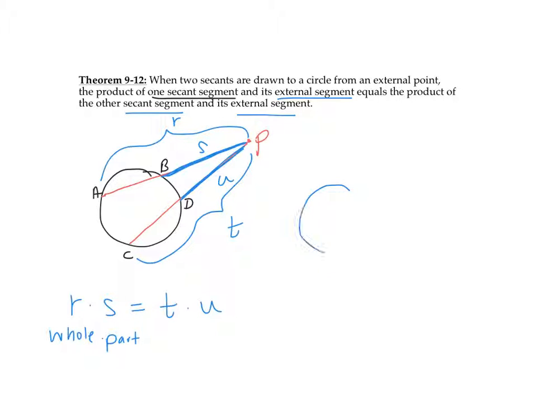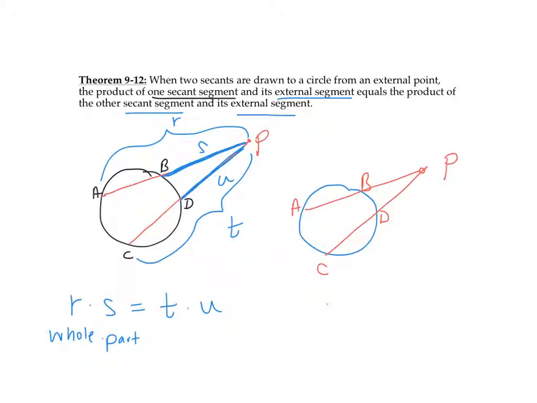So let's throw some numbers in there. We'll draw a similar picture. Again, two secants meeting at a point outside the circle. So I'll just call that point P. And this will be secant AB. And this is secant CD.